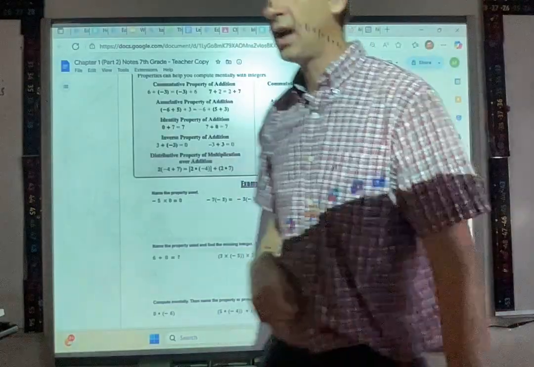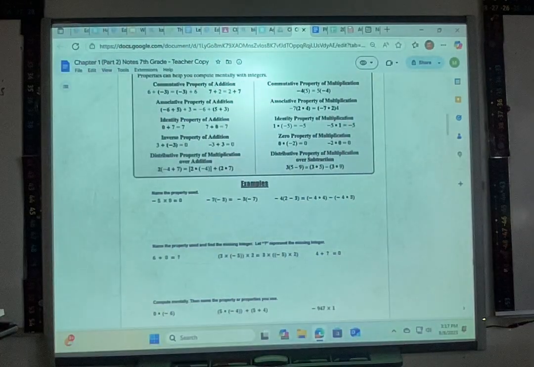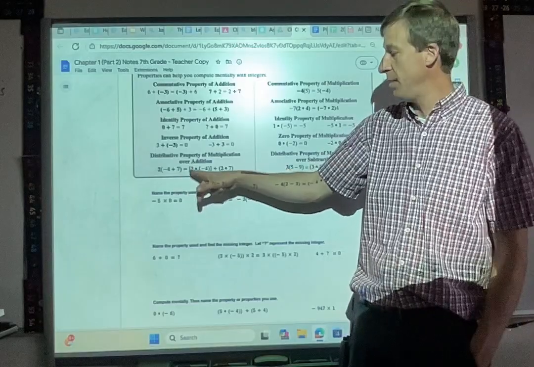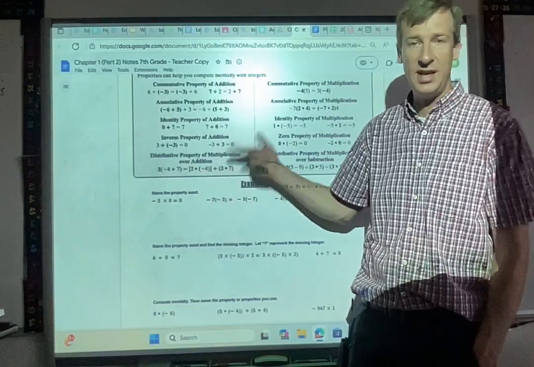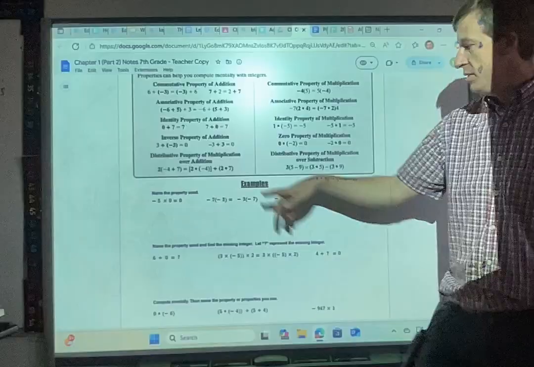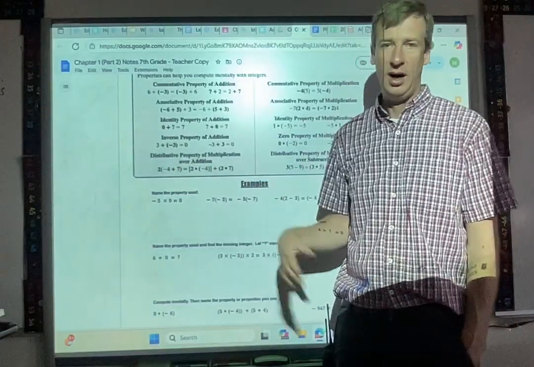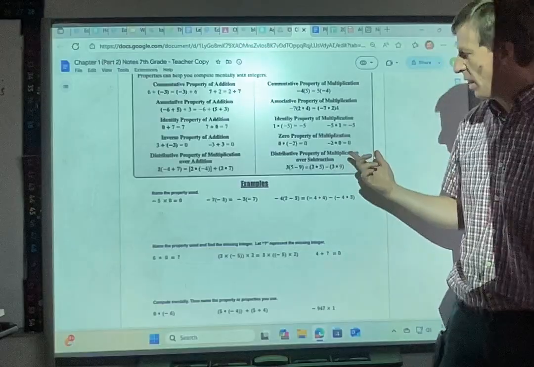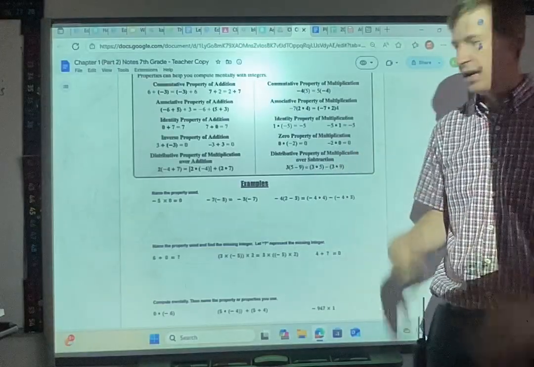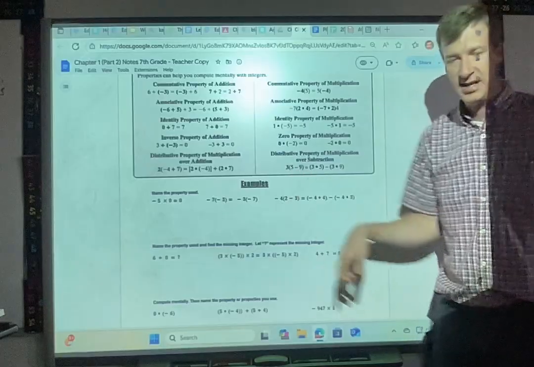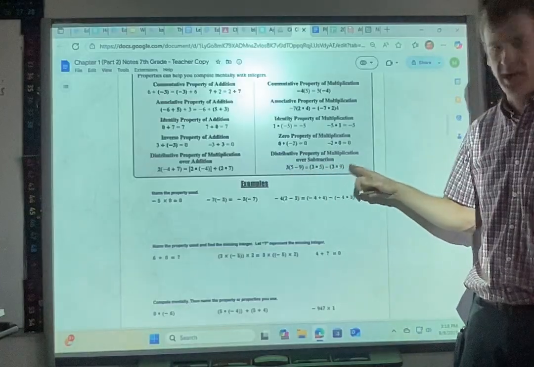This is where you can take some numbers and put parentheses by them to simplify them. So for instance, 2 times (-4 plus 7) is the same as 2 times -4 plus 2 times 7. It doesn't matter if you break up the 4 and the 7 or put them back together, you still get the same answer. And then the distributive property of multiplication over subtraction is the same thing. 3 times (5 minus 9) is the same as 3 times 5 minus 3 times 9.